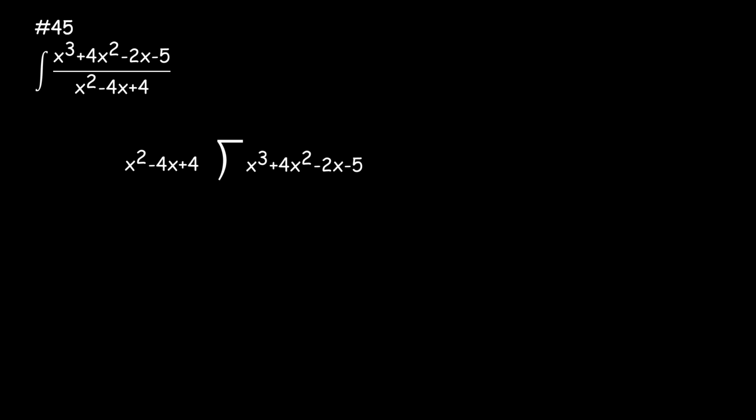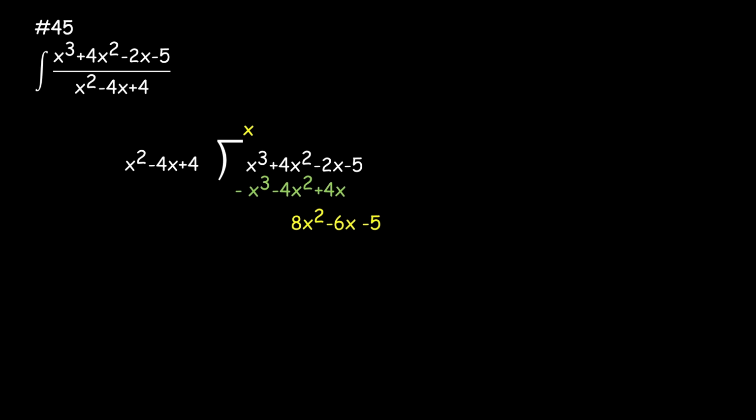We'll take the dividend and divide by the divisor to get x. Then we multiply x by the divisor. We'll get x cubed minus 4x squared plus 4x. Then we are going to subtract our result from the dividend. And this would give us 8x squared minus 6x minus 5.